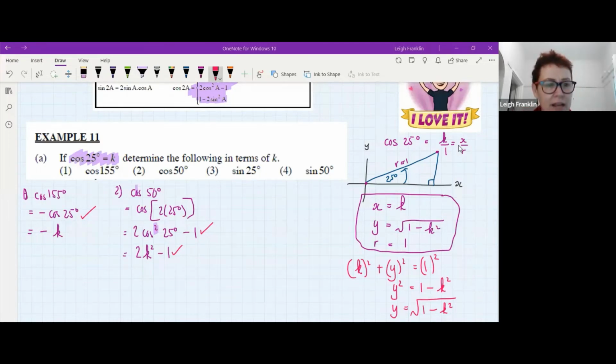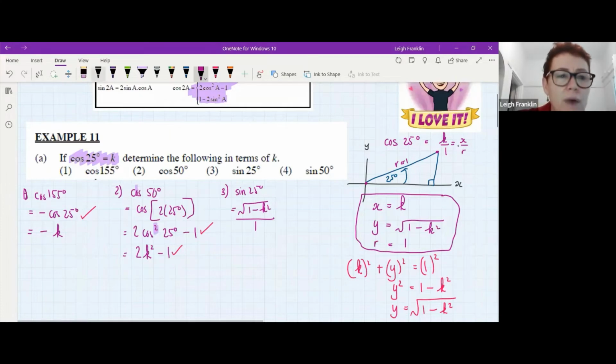All right, now the next one. In number 3, they want us to calculate the sine of 25. Well, we've actually already done that, to be honest with you. We did it over here when we worked out the value of y in terms of k. So sine 25 is interpreted as y over r. Remember, y was root 1 minus k squared, and that happens to be over 1.